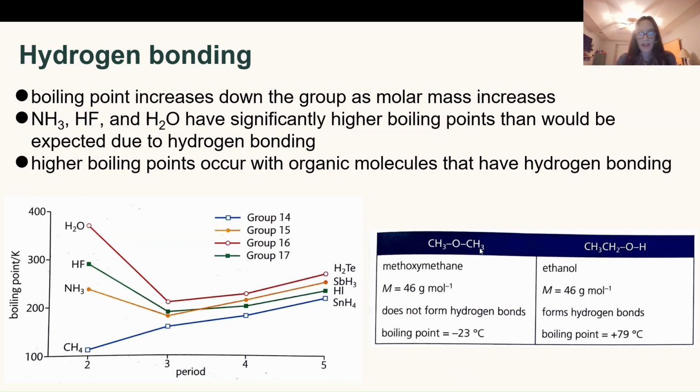So you can also look at some organic compounds here. The one on the left does not contain hydrogen bonds because there is no hydrogen covalently bonded to oxygen, whereas ethanol on the right does. Even though they have very similar molar masses, so they're similar sizes, the ethanol forms hydrogen bonds, whereas the methoxymethane over here on the left does not. So you can see the great difference in boiling points between them. Methoxymethane actually has a negative boiling point, so it's usually in the gaseous state, whereas the boiling point of ethanol is 79 degrees Celsius, so it is a liquid at room temperature. So again, these intermolecular forces not only determine things like boiling point, but states of matter as well.